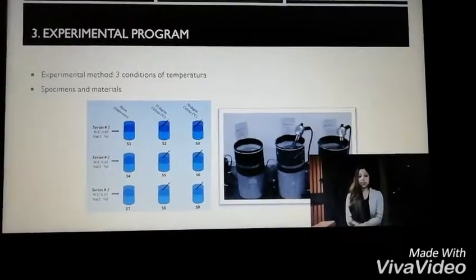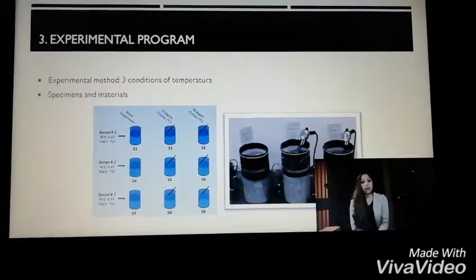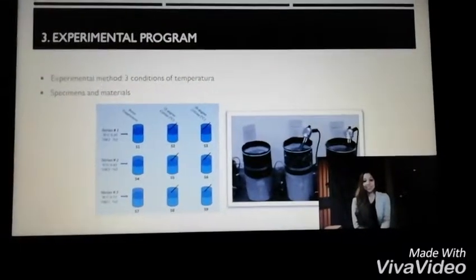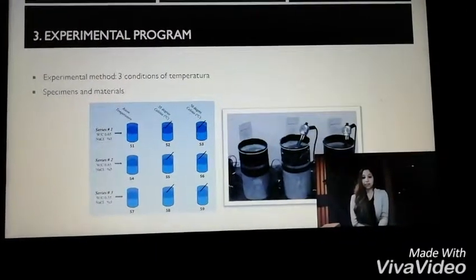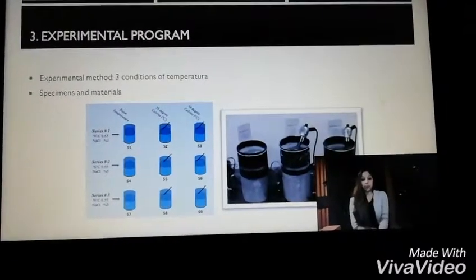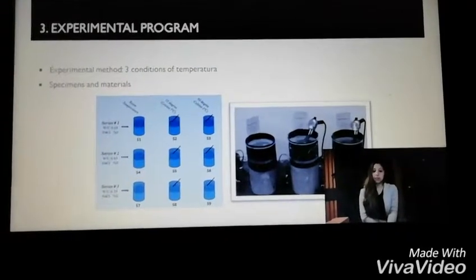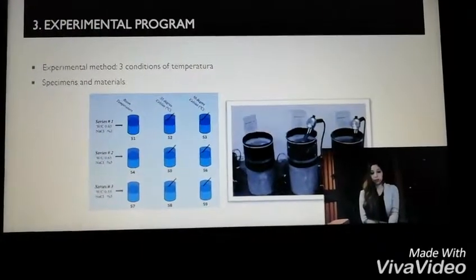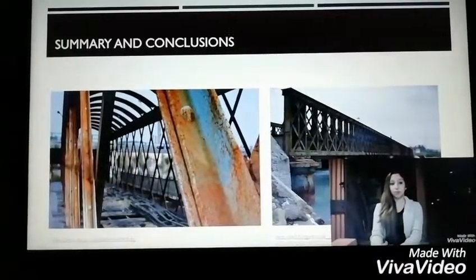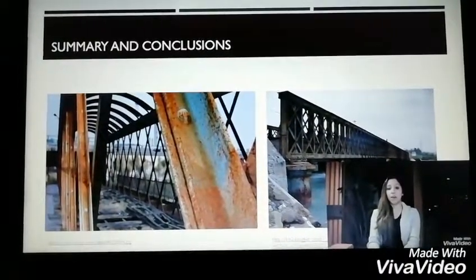Series 1, 3% chloride concentration. Series 2, chloride 5%. Series 3, this series has the same temperature conditions as the first series, but with a lower water-cement ratio for the concrete. The temperature gradient. The third is also a modified immersion test.